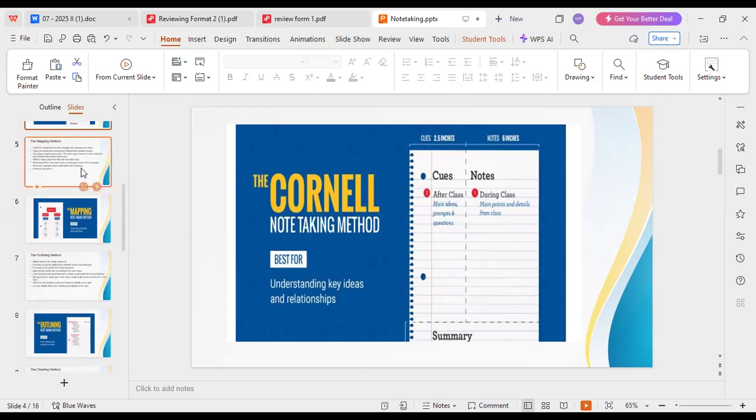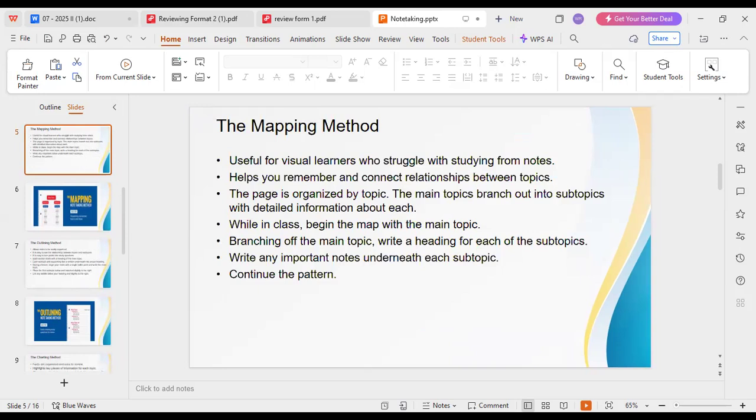Okay. So the next method that we have here is the mapping method. I'm pretty sure that all of you have heard of the term mind mapping, and most of you might have done it as well. It is also called concept mapping. So generally we call it the mapping method. This is specifically a visual structure, so it is very useful and convenient for visual learners.